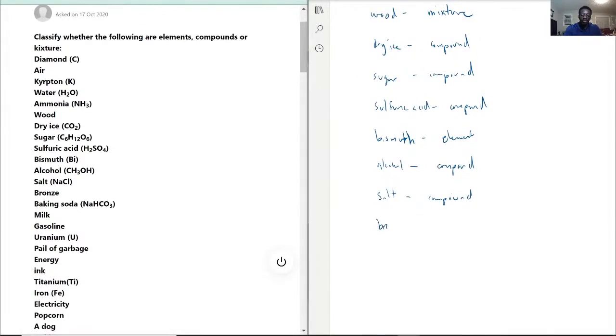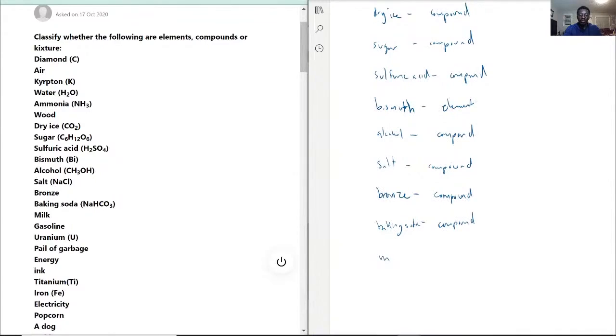Bronze. Okay. Bronze. Ooh, that's tricky. This is a compound. Okay. And to further elaborate, this is a metallic compound. I'm not sure which metals, but different metals are bonded together to form bronze. Maybe wrong about that one. Baking soda is a compound as well.